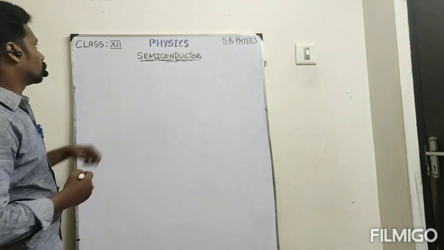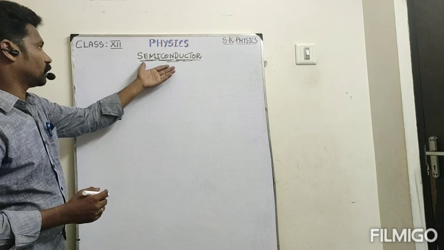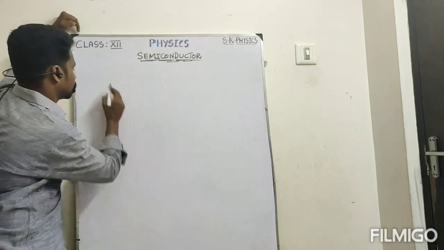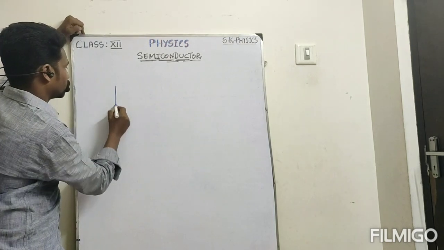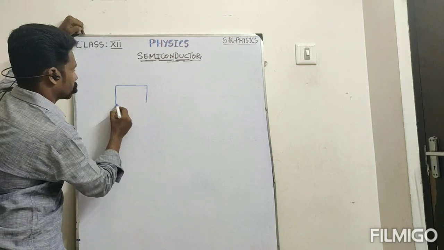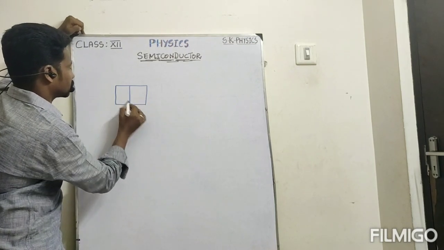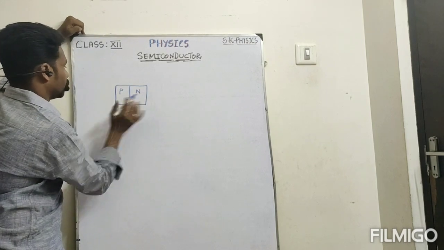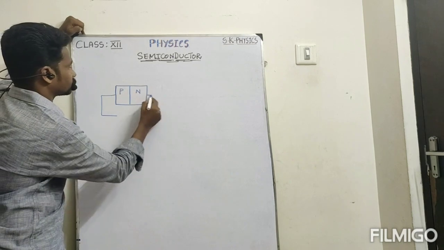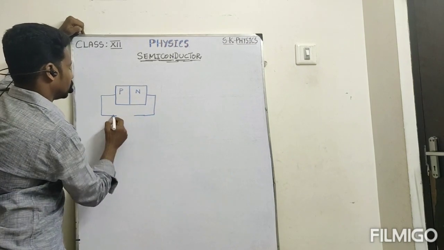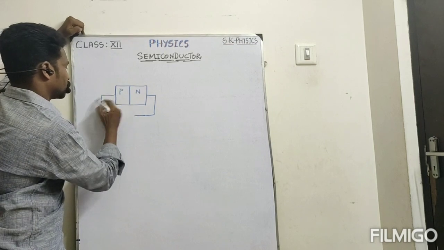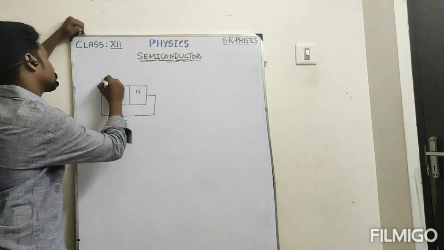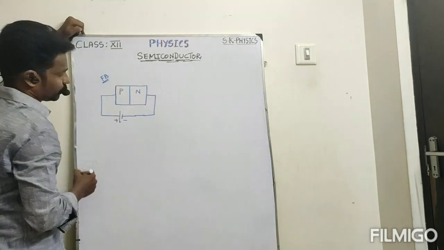Dear students, now we are going to discuss a new topic in the semiconductor chapter. So please listen. We know already about biasing. For example, let us take one p-type and n-type semiconductor diode connected with the battery. First one is forward bias: positive to positive and negative to negative. So we know that this is called forward bias.